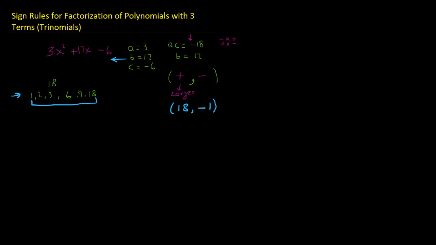Now take a second example. 8x² − 6x + 1. Now our A is 8 and C is 1. So AC is 8 multiplied by 1, and B is −6. So now the product has a positive sign. 8 has a positive sign.